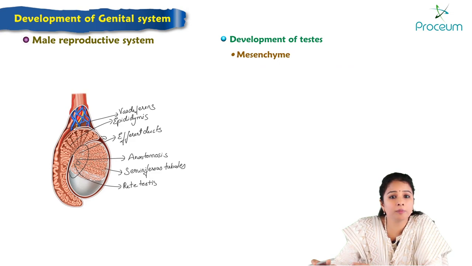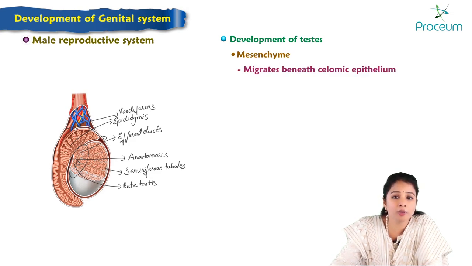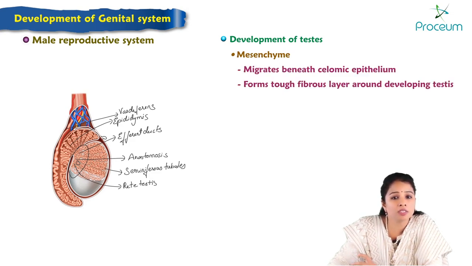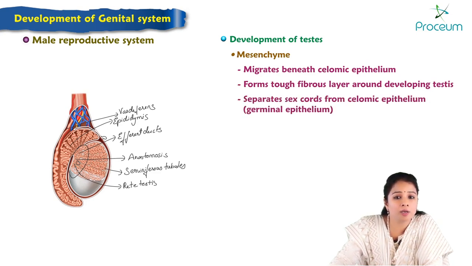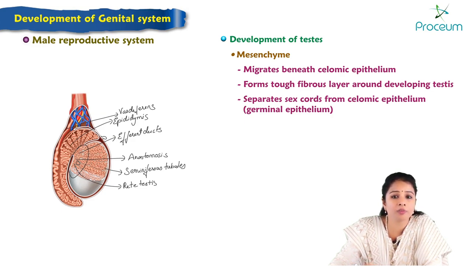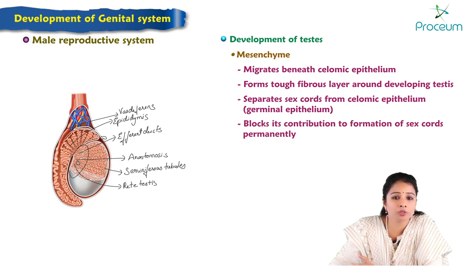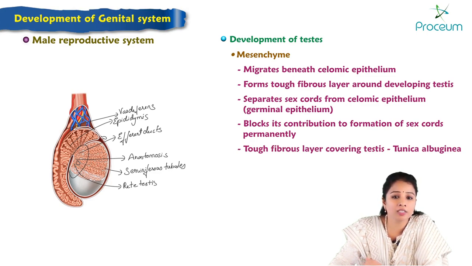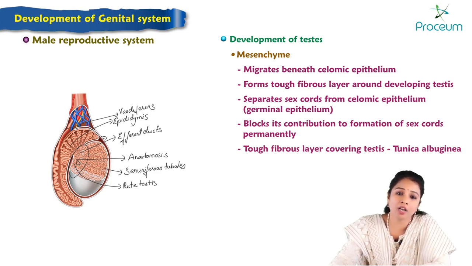So now the mesenchyme migrates beneath the coelomic epithelium and forms a tough fibrous layer around the developing testis and separates or cuts off the sex cords from the coelomic epithelium or germinal epithelium. So thus blocking its contribution to the formation of sex cords permanently. So this tough fibrous layer covering the testis is called the tunica albuginea.